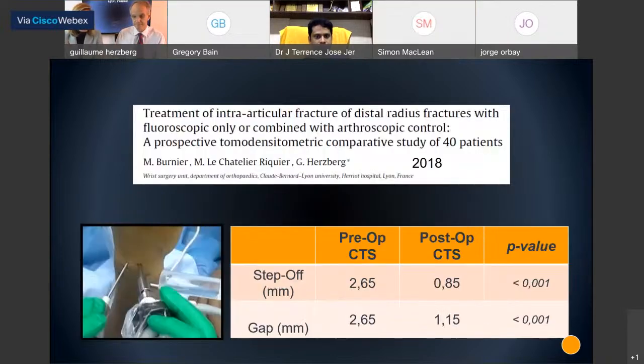And in the studies we made in the unit, we reported that considering the C fracture, there was a significantly better reduction of the radiocarpal gap and step-off if we used arthroscopy. So that should be the same, of course, for the B fracture.